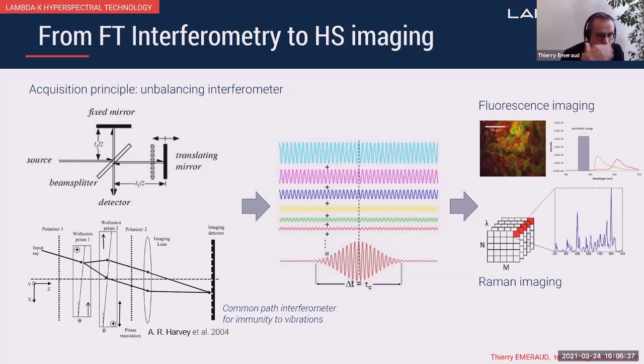And actually what we are doing is moving the optical path over the whole field of view on the detector. By doing so, in one acquisition cycle, we generate interferograms at every pixel. And by doing the Fourier transform of this interferogram, we generate a spectrum for every single pixel. And you see some examples here. We have applied this architecture to fluorescent imaging. And recently, we are more and more working on the Raman imaging application, which is one of the applications of hyperspectral imaging.